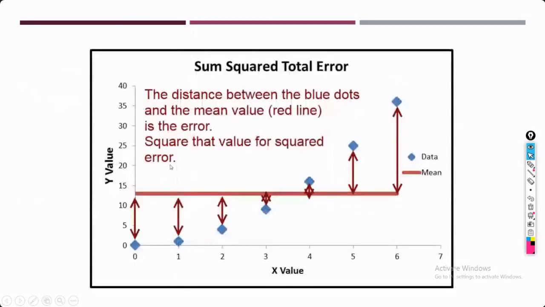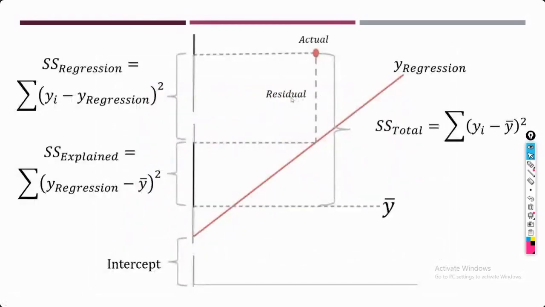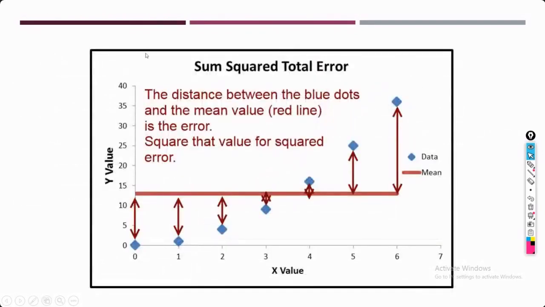Okay, so let's do the calculation. Possibly all of you have understood what these things mean, what this S total is, what this S regression is. So now we are going to see each of these terms one by one. The first one is the sum of squared total error. This blue dot is basically representing your actual value, and this is your mean value. That also we have seen.